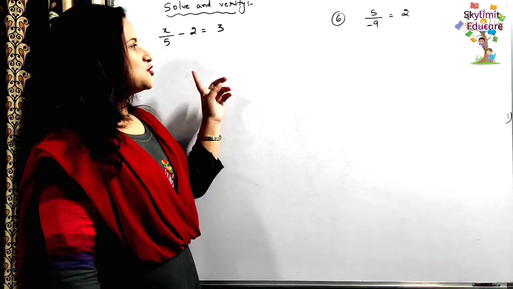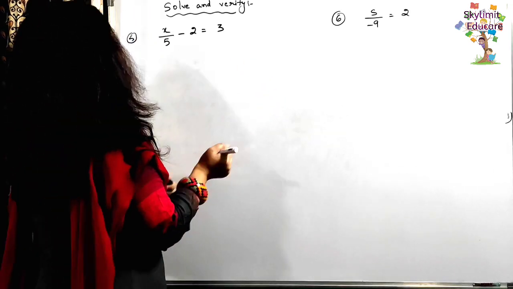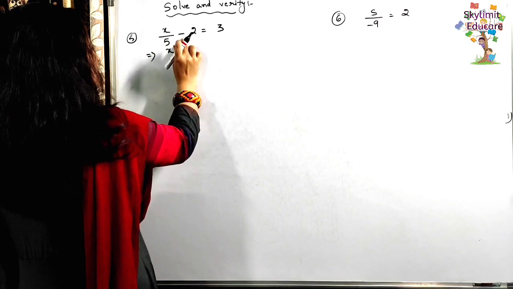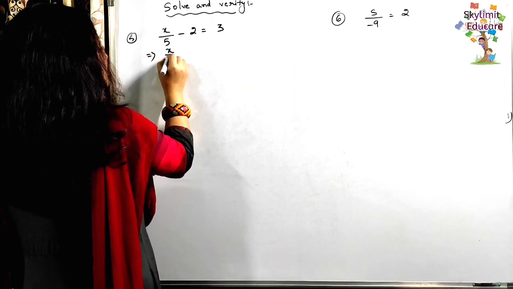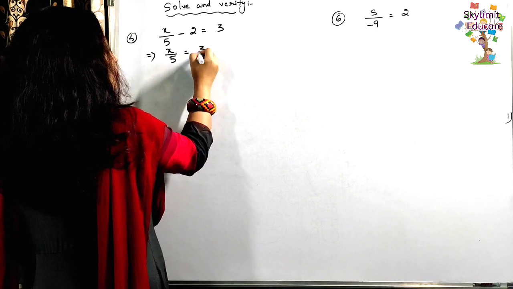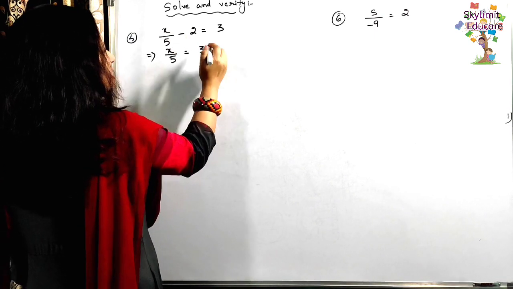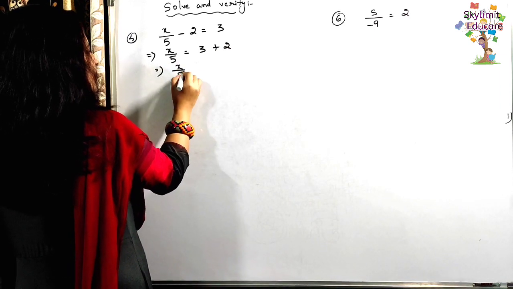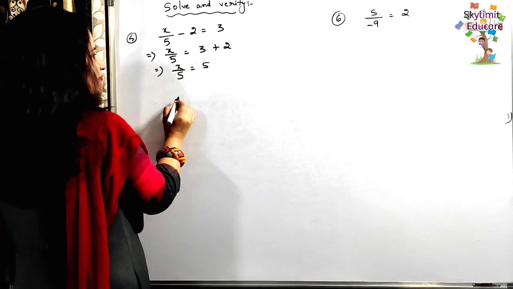Okay. Now students, let us come to the next question. So here also we have the variable x. So what shall we do? Now first we will shift minus 2 to the right hand side. So x by 5, already 3 is on the right hand side. Minus 2 goes this side, becomes what? Plus 2. Simply. Okay. Now x by 5 is equal to 5.